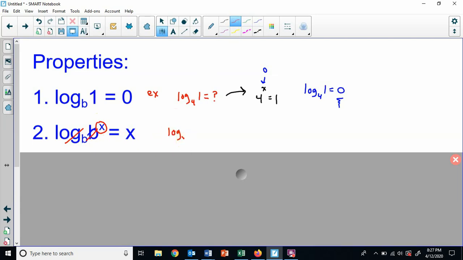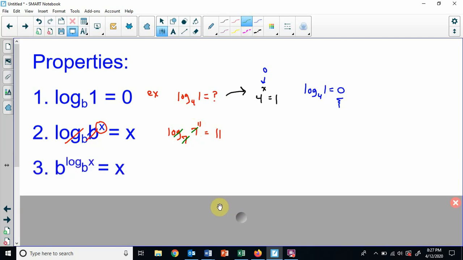So for instance, log base, I don't know, 7. And if I put an exponential function in here like 7 to the, well, it doesn't matter, 11. I know this is going to equal 11 because the base of this exponential and the base of the log are identical. So since I'm plugging them into each other, they just undo each other, and I'm left with that 11. Okay? Now this can work the other direction as well.